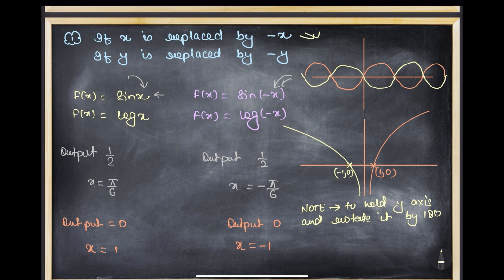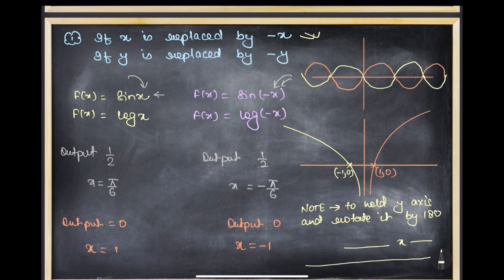Now, if y is replaced by minus y, it will be similar. If you are replacing x with minus x, you are holding the y-axis. So if you replace y with minus y, you have to hold the x-axis and rotate it by 180 degree. I hope you got the idea.